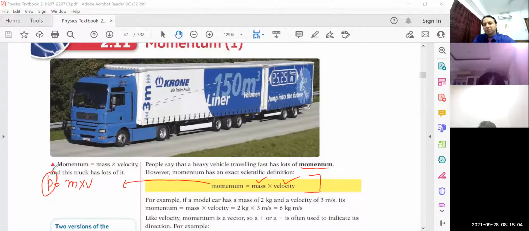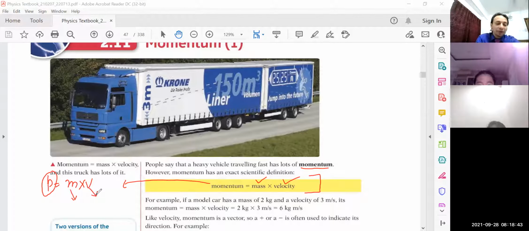So momentum is related to the mass of the object, this first factor, and second, it is related to the velocity of the object. So the momentum of the object will change if there is a change in the mass of the object, or a change in the velocity of the object. If I increase the mass and the velocity, then the momentum is going to change.